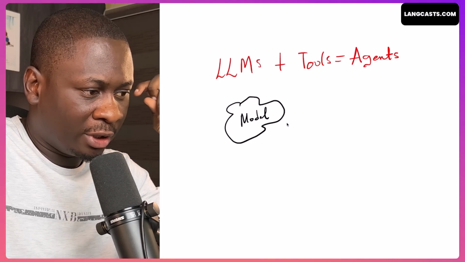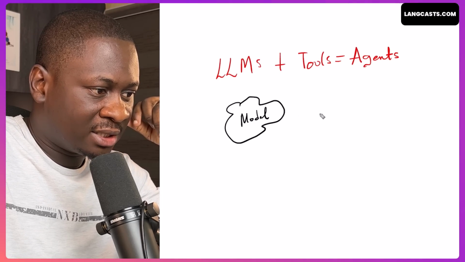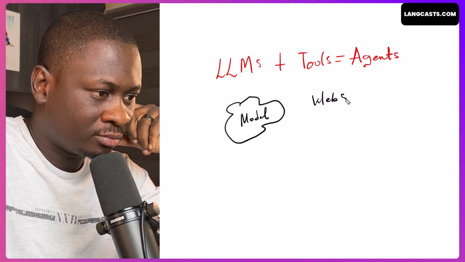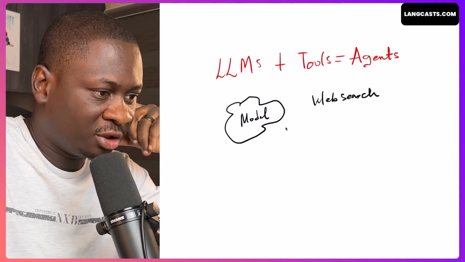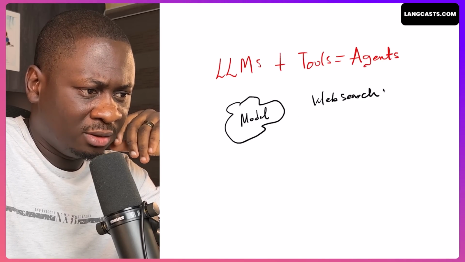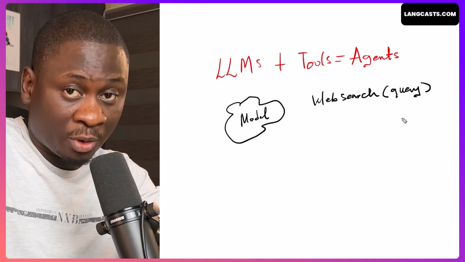So you take your model and you give it these tools. Let's say we give it a tool that does web search. And this tool can be called with certain arguments, maybe with a query. Let's say it can be called with a query argument.